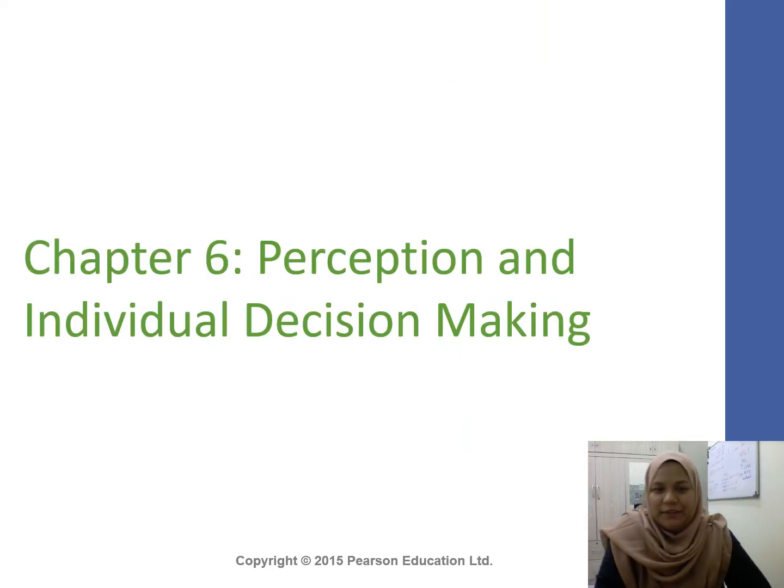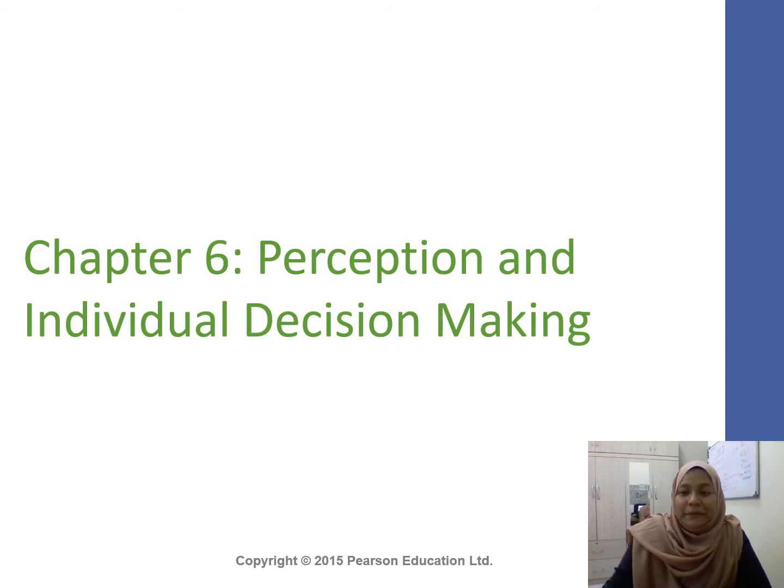Chapter 6, Perceptions and Individual Decision Making. Wow, quite an interesting topic because we all have our own perceptions. We all do have perceptions, and we all have made different decisions before this, right? So what's in this chapter?